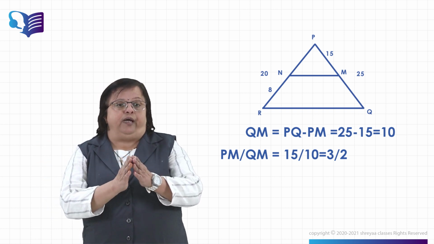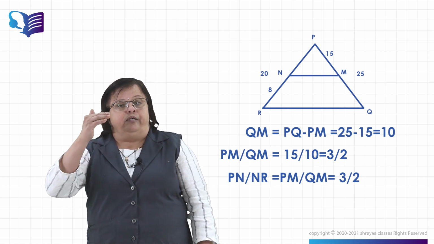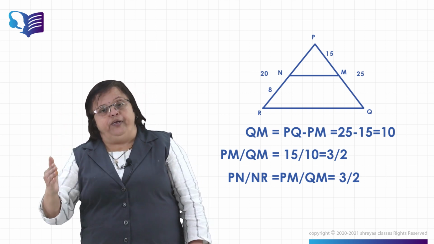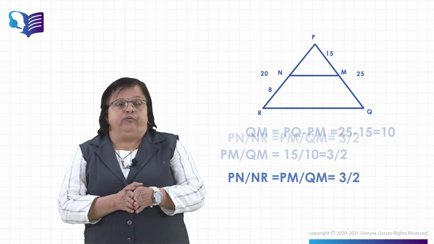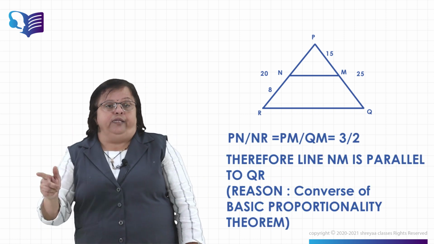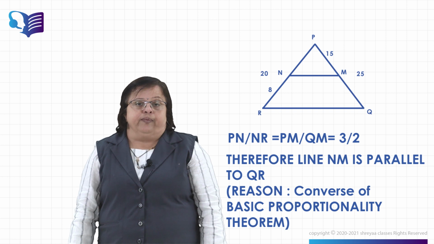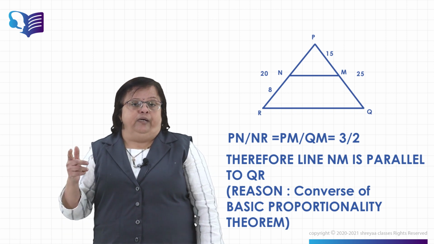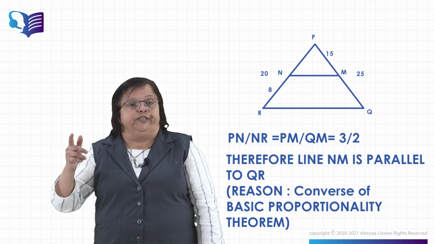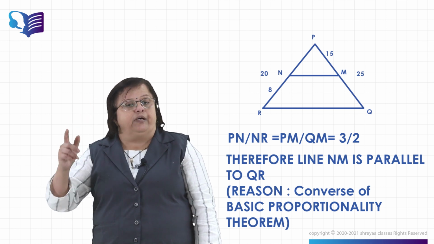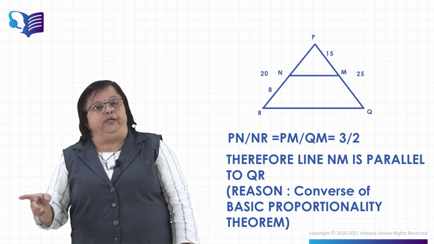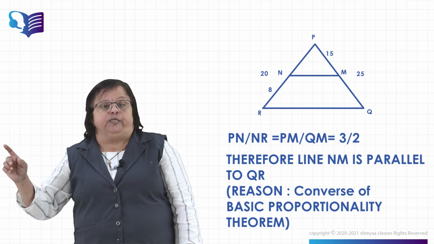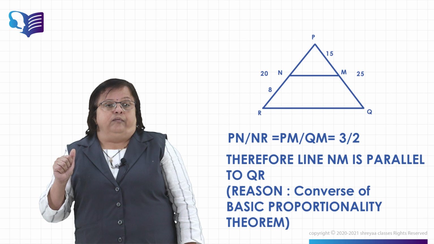So, here you can see that the ratio PN upon NR is also 3 upon 2 and the ratio PM upon QM is also 3 upon 2. And therefore, two ratios are equal and therefore we can say that NM is parallel to QR. So what is the reason? Yes, here the ratios are equal and so that line is parallel to the side of the triangle. That means it is because of the converse of BPT, converse of basic proportionality theorem. Understood? Now let us see one more example based on this.